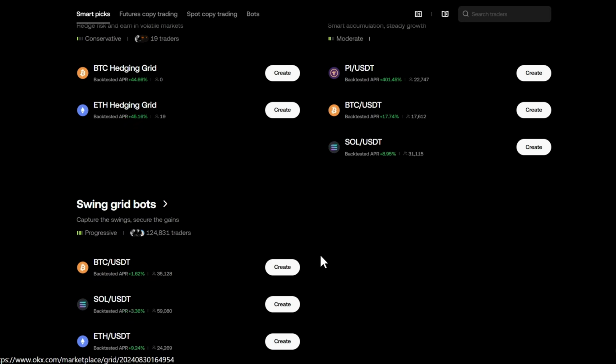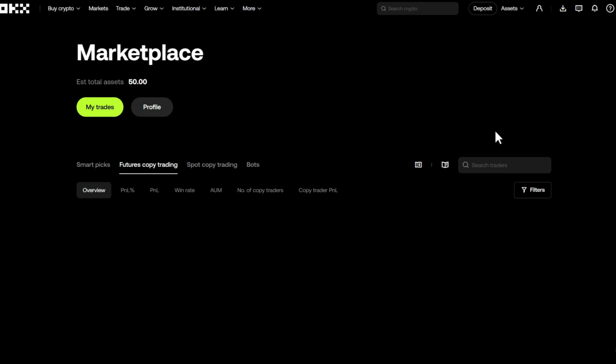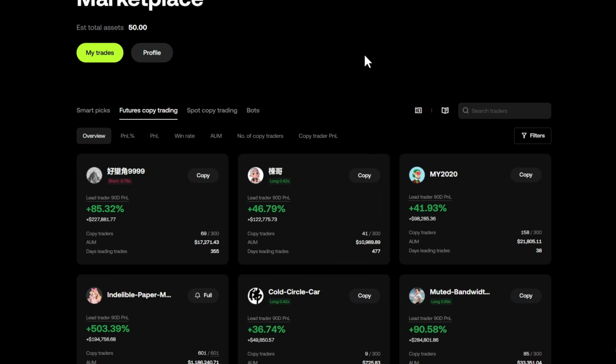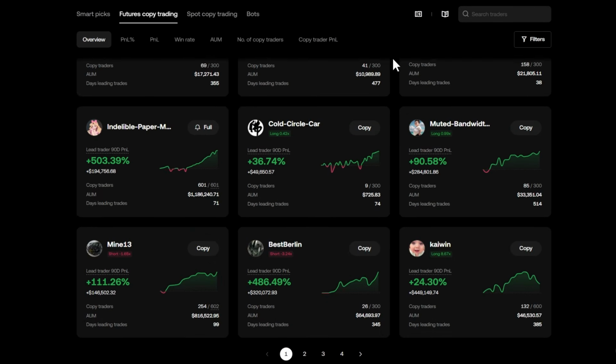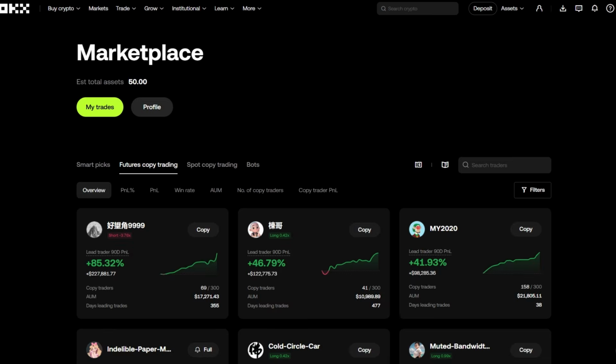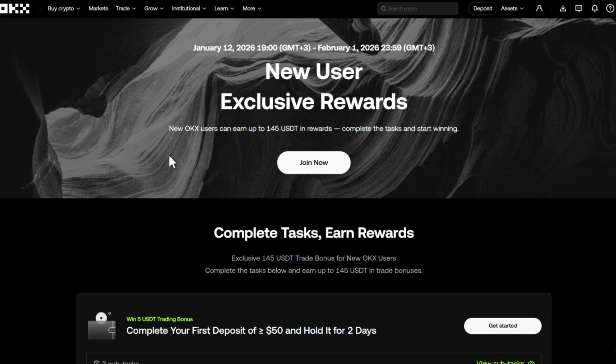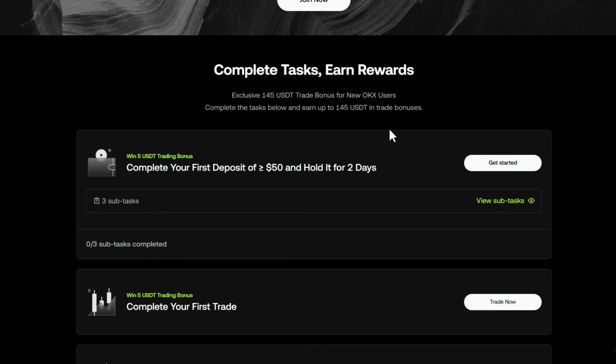All right, so that's the full breakdown of copy trading on OKX. Copy trading is a great way to get into crypto without being a chart expert. But this is definitely not passive income. You need to monitor your traders, manage your risk, and never invest more than you can afford to lose.